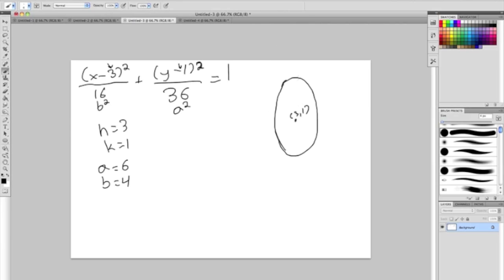So we will go back to our graph and we would plot them in. 3 and 7, 3 and -5. Now all we need to finish the graph is to find the co-vertices.